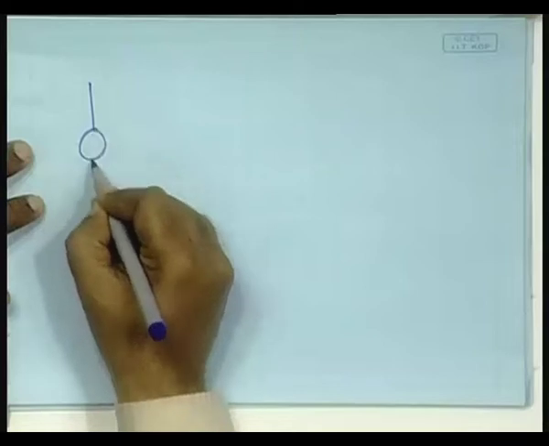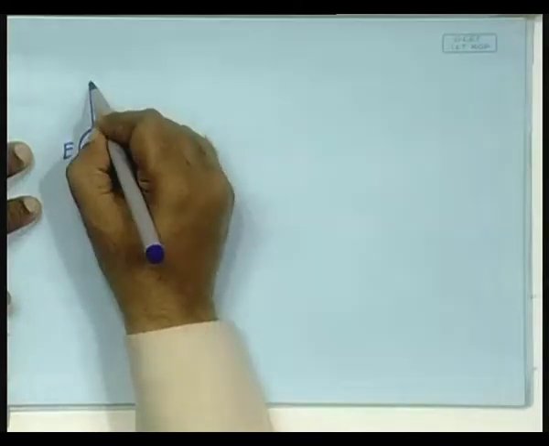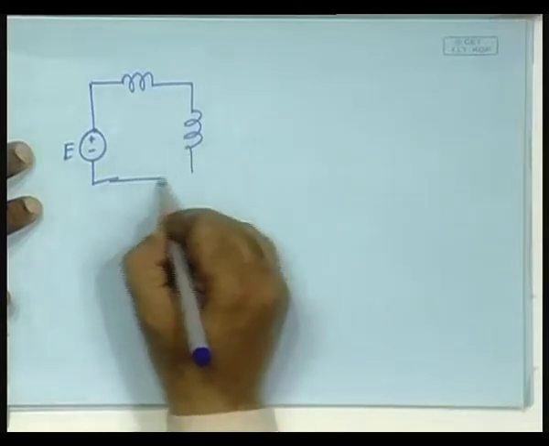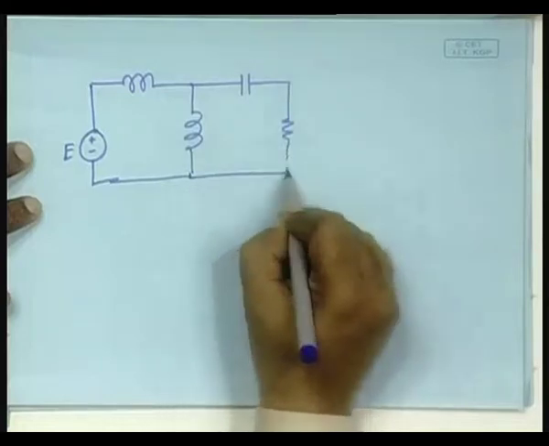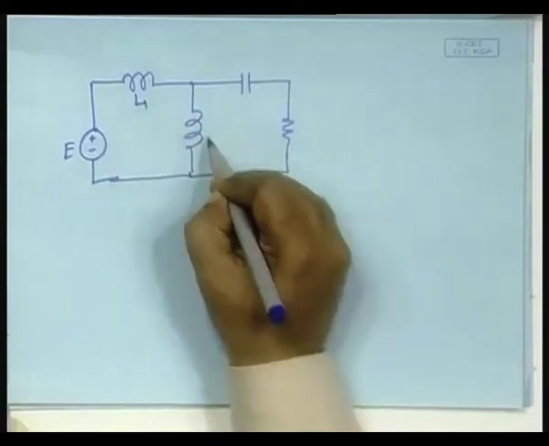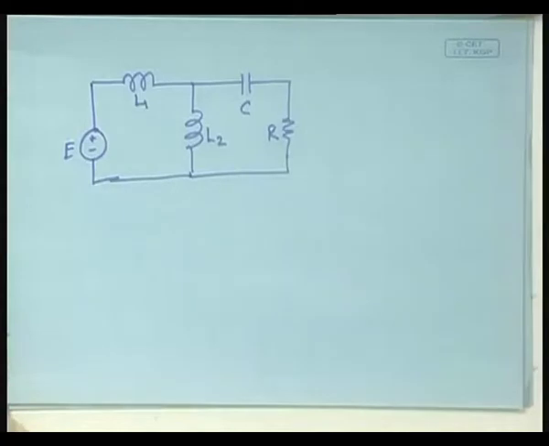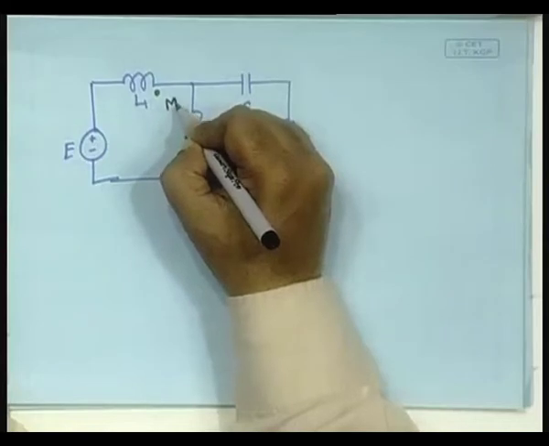So, let us take one simple example circuit. This is the positive direction of the voltage E. Here is an inductor, and here is another inductor, and the rest of it can be connected through resistive and capacitive branches. So, you have L1, L2, C, R, but now in addition to this, there is a mutual coupling between them.